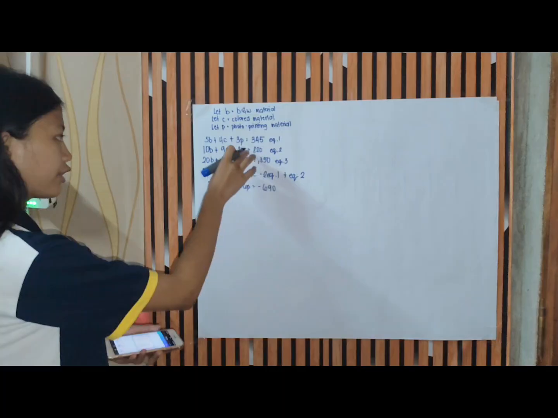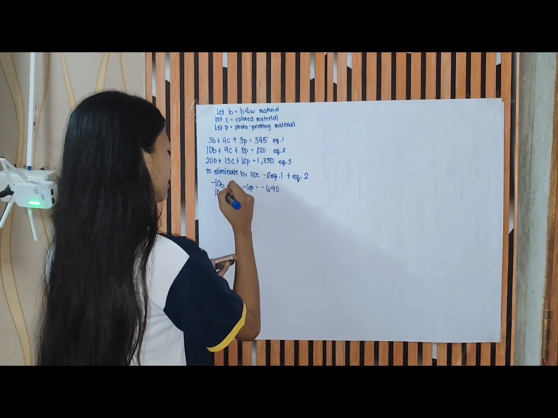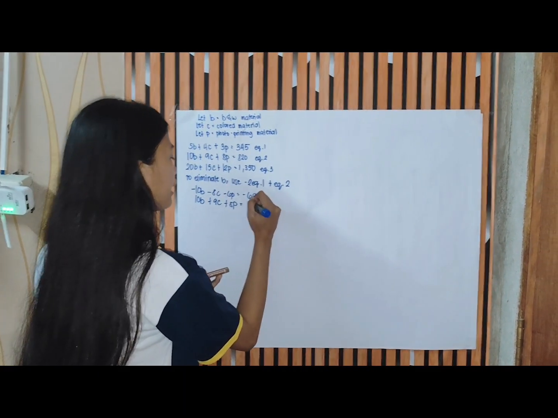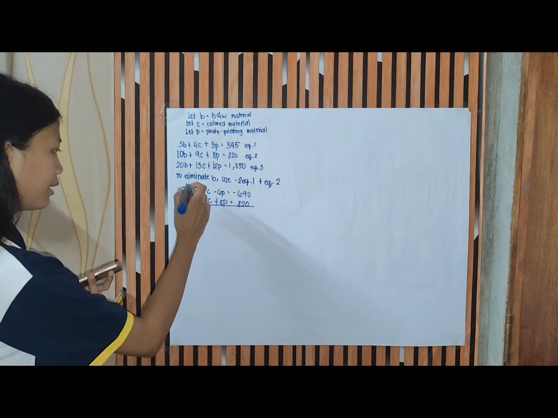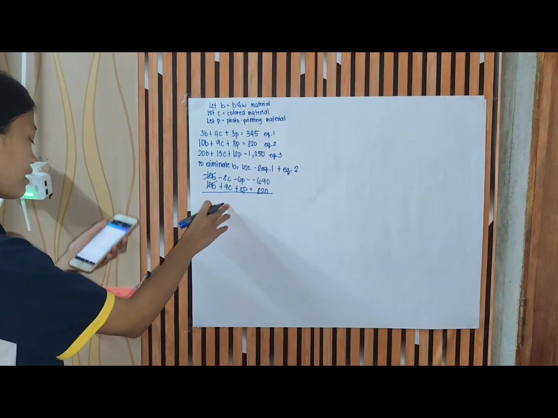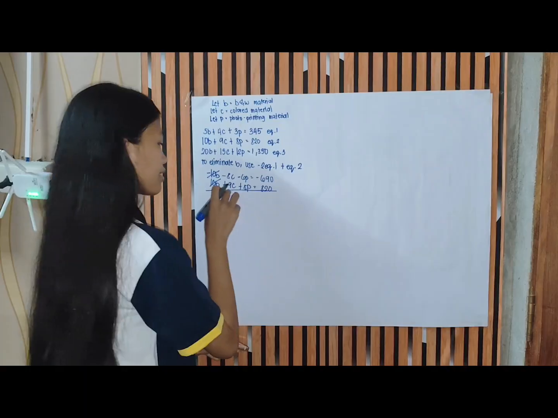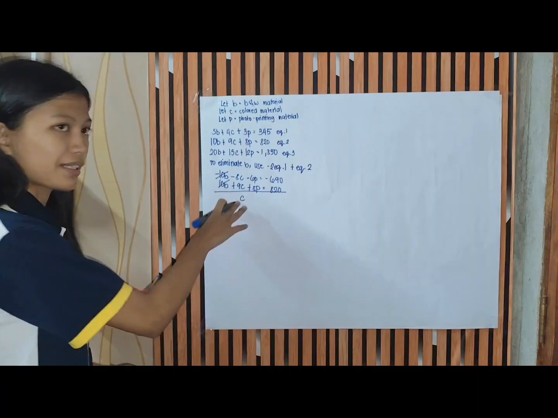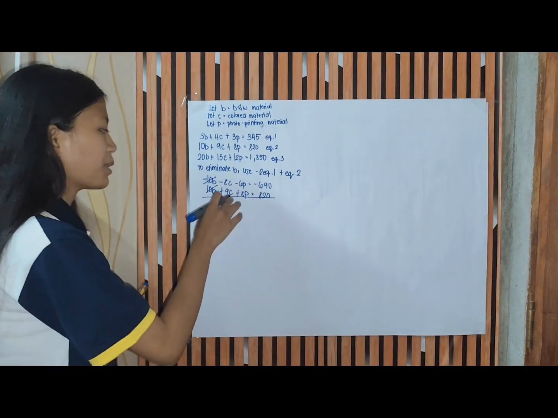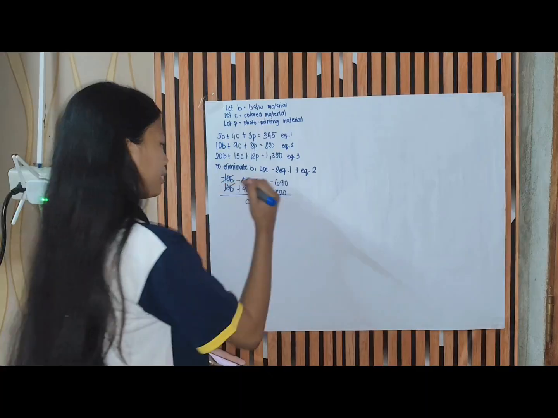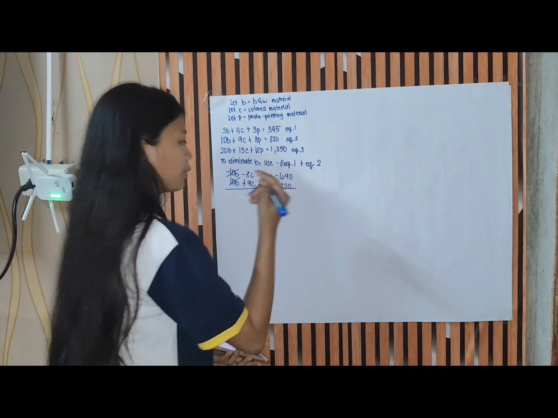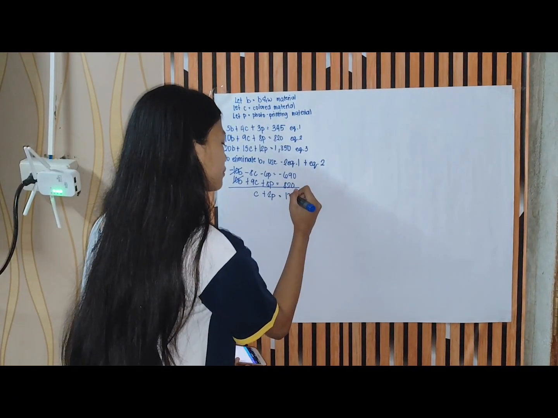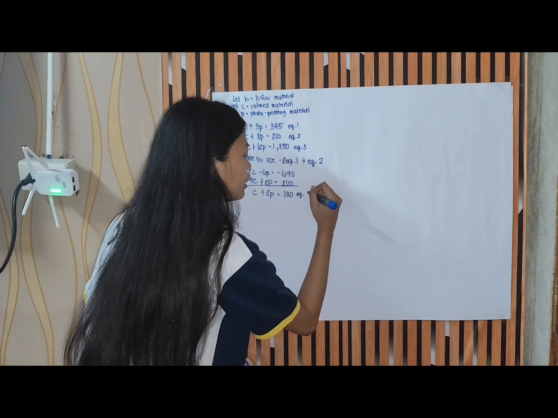Now let us copy equation number 2. So 10B plus 9C plus 8P is equal to 820. So we eliminate B. -8C plus 9C is equal to C. Since the positive value is higher than the negative value, we put this in the positive value. The next one is -6P plus 8P is equal to positive 2P. So C plus 2P is equal to -690 plus 820, which is 130. So this is our equation number 4.